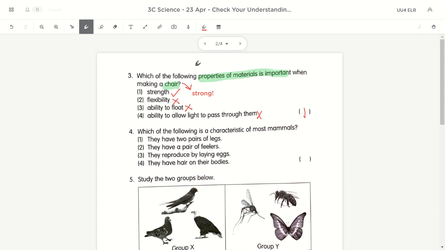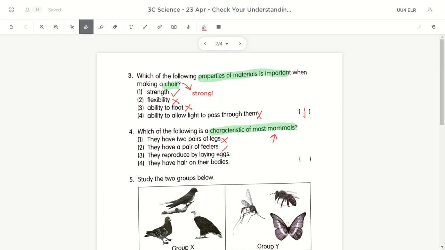Okay. So the next one, which of the following is a characteristic for most mammals? I'm talking about mammals over here. So let's look at each of them. Two pairs of legs sounds correct, but I realize things like whales and dolphins are mammals, but they don't have a pair of legs, so wrong.